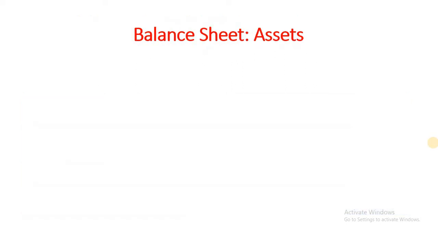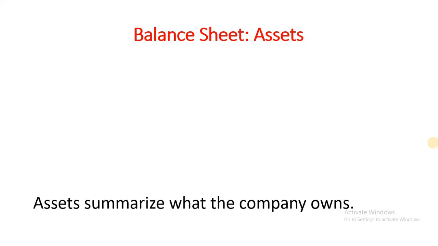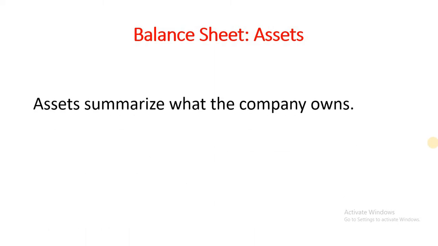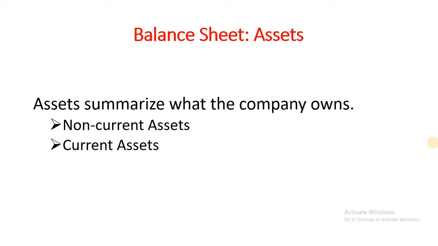Let's look at the assets part of the balance sheet. Assets of the company summarize what the company owns. We have already said that there are two types of assets: non-current assets, which cannot be converted into cash in a short period of time, and current assets, which can be converted into cash within a very short period of time.